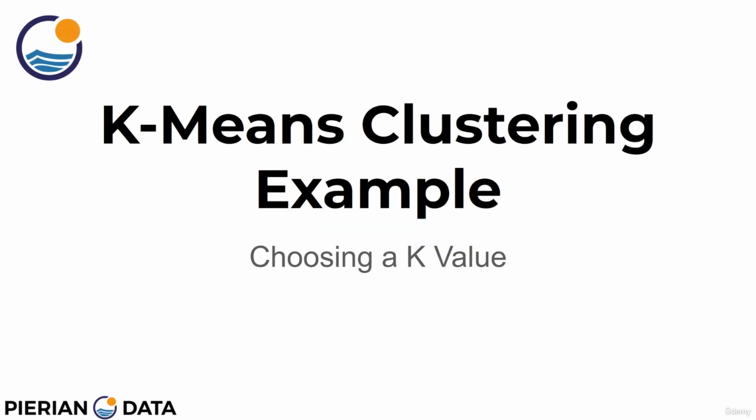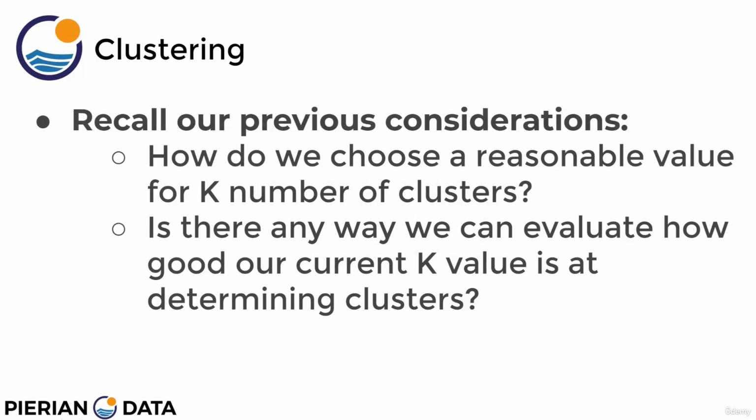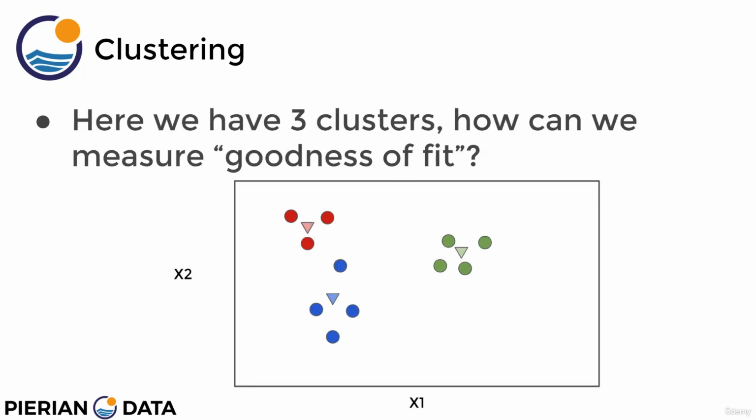Welcome back, everyone. In this lecture, we're going to discuss one of the most critical components of understanding k-means clustering, which is choosing a k-value. Recall our previous considerations, which were how do we actually choose a reasonable value for k number of clusters, and once we get some sort of k-value, is there really any way we can evaluate how good this current k-value is at determining clusters? So at the heart of it, how can we actually measure goodness of fit?